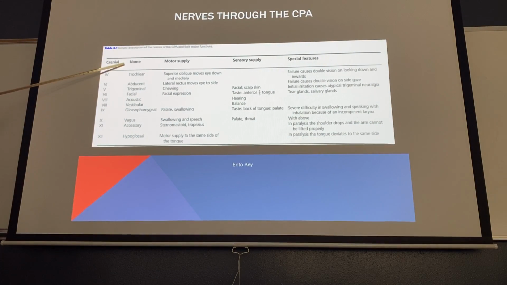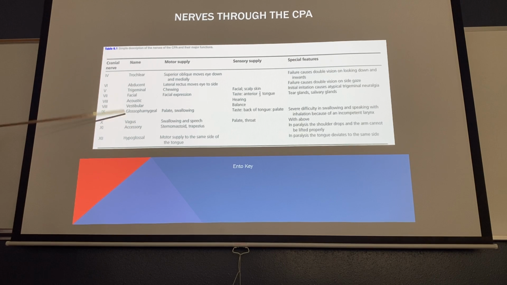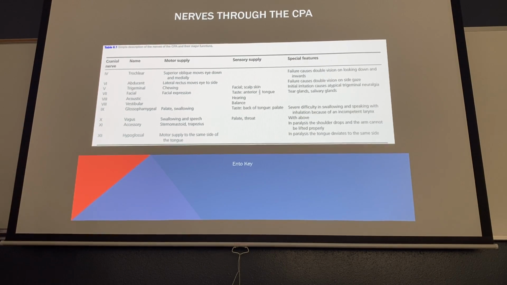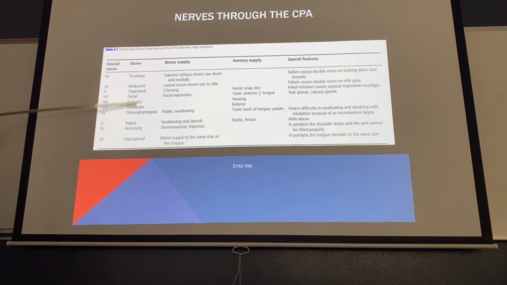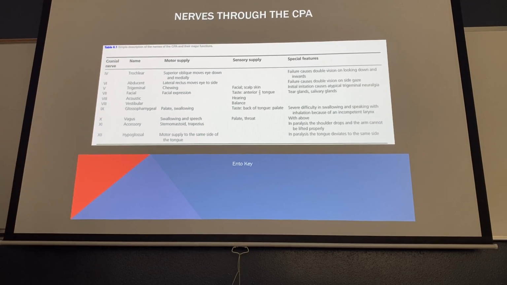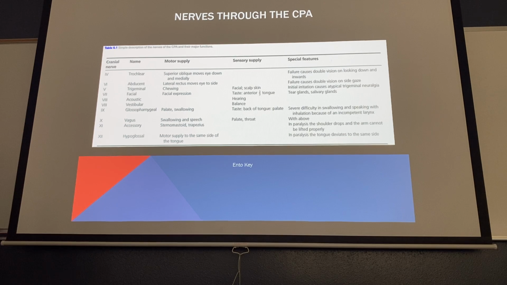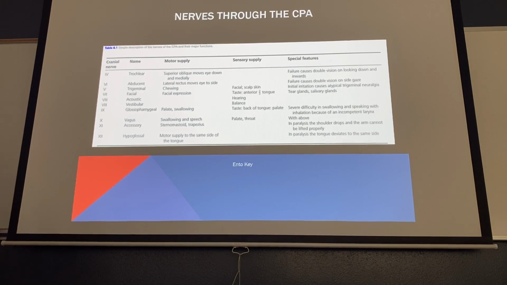You don't need to know this information, but it gives you a shopping list of the structures located in the region of the CPA. That's a lot of vessels, a lot of nerves that go through it, and the potential for tumors to form is quite great.